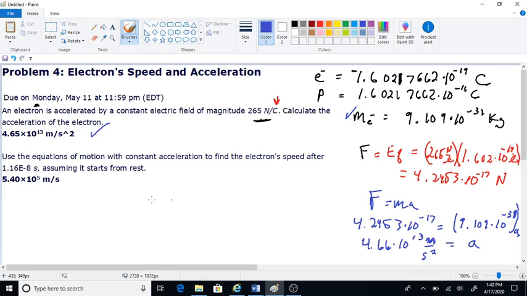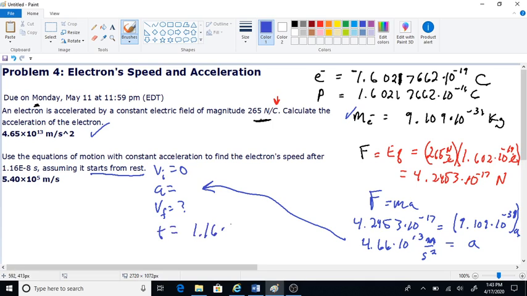Boom. Okay. Now let's go to the next part. It wants to know, if it goes for this long in this field, what speed will it have? And it starts from rest. Oh wow, that sounds like kinematics. Initial velocity equals 0. Our acceleration came from here. Final velocity we want to know. Time is 1.16 times 10 to the minus 8th seconds.